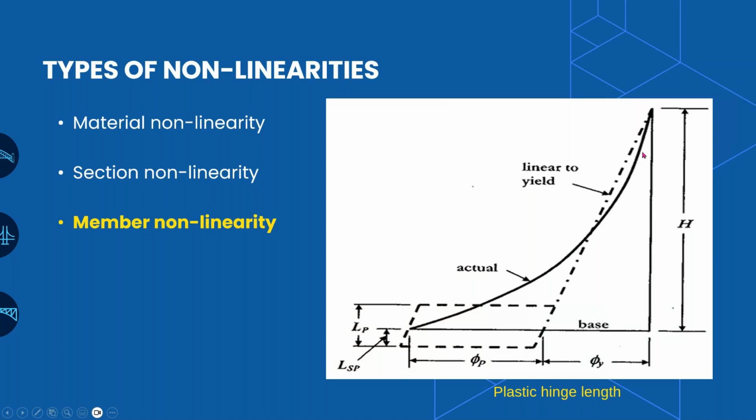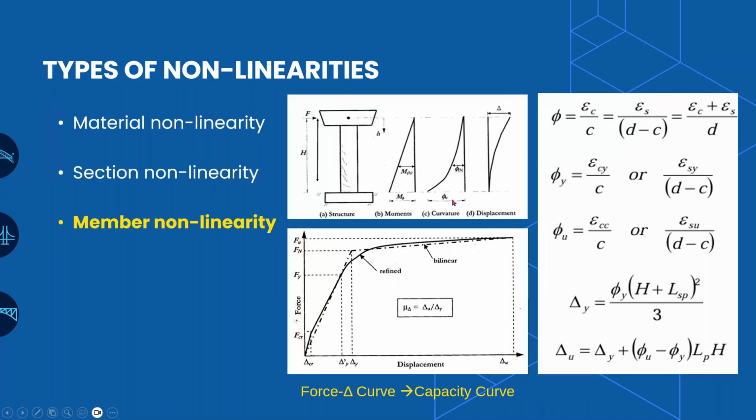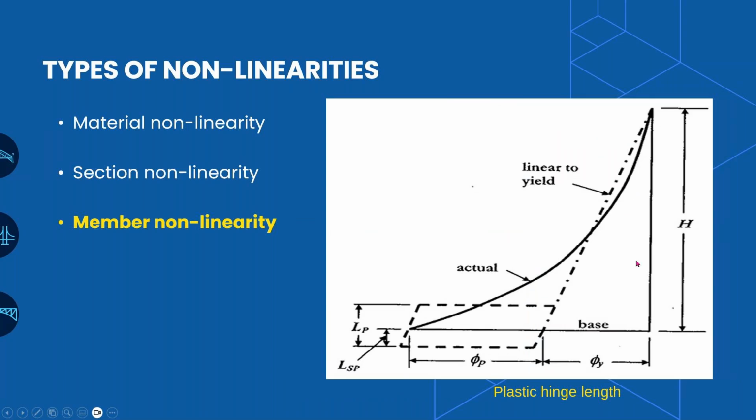In this particular curve, if you recall our previous slide wherein we saw the curvature curve, a similar curve is being plotted here with respect to the height of the column to the curvature, and we know that it is a non-linear type of curve. At the base, we will get the highest curvature, while at the top, where the displacement is the highest, the curvature is zero. For this particular curve, or for this particular element or member, we need to find the plastic hinge length.